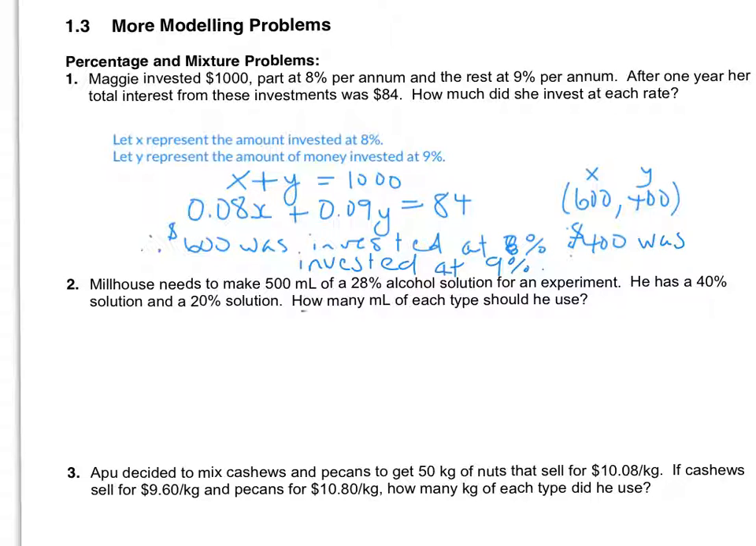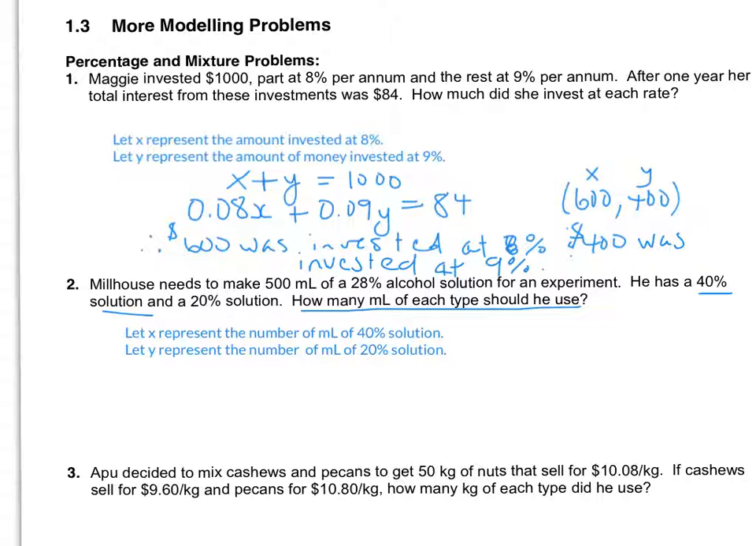So my let statements hinge on this right here. I'm going to let X represent the number of milliliters of 40% solution, and then I could let Y represent the number of milliliters of the 20% solution. So go ahead and you can write that down.